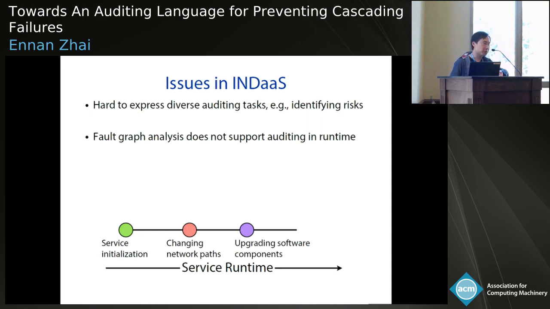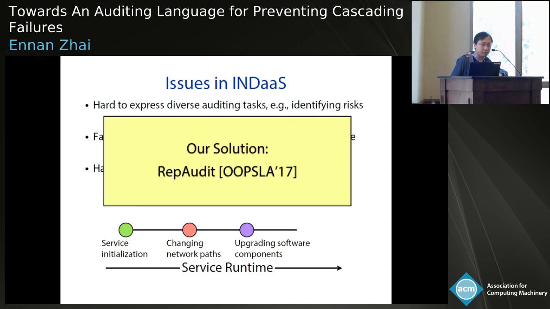So whether the administrators can check each snapshot of interest during their service runtime. Finally, even if you know where the potential risk is, it's still hard to fix the problem without introducing any new problem. We propose our solution named RepAudit, which will appear in Uppsala this year, and RepAudit can address the 3 problems I just mentioned.